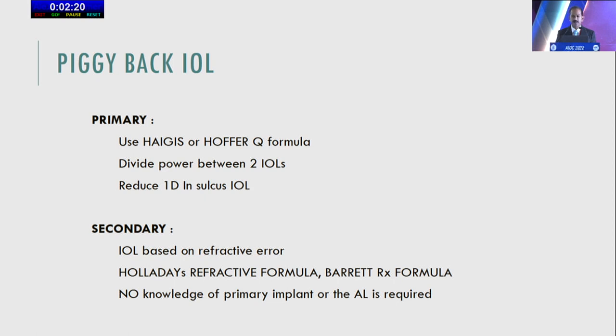A single-piece hydrophobic IOL goes into the bag with full power, and a three-piece hydrophobic IOL goes into the sulcus with one power reduced. If it's a secondary IOL, the calculation has to be based only on the refractive error. No knowledge of the primary implant or the axial length is required. Use the Holladay refractive formula or the Barrett RX formula.